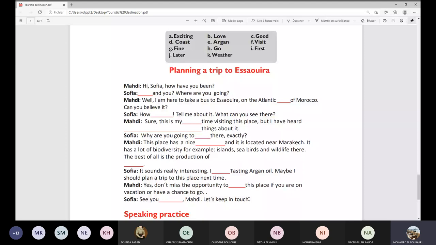Okay. I repeat the pronunciation of this word, biodiversity, in order not to make any mistake in its pronunciation. Wildlife, it has to do with nature. Wildlife, just to remember. Birds, of course, most of them are seabirds, particularly seagulls that are found in the city.